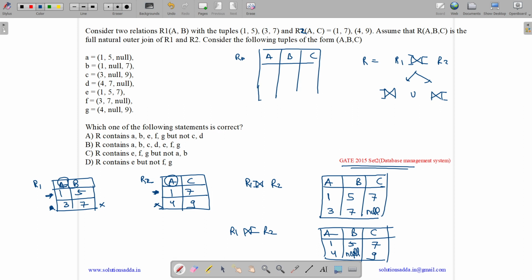Now full outer join is basically the union of left outer join and right outer join. So we have 1 5 7, 3 7 null, 4 null 9. Now let us see which are matching. So we have 1 5 7, which is E. We have 3 7 null, which is F. We have 4 null 9, which is G. So we have E, F, G. So R contains E, F and G, but not A, B, C, D. So this is true. R contains E, F, G, but not A, B. So option C is correct.